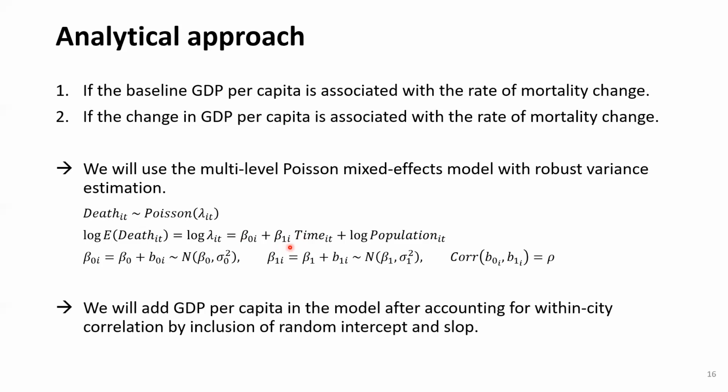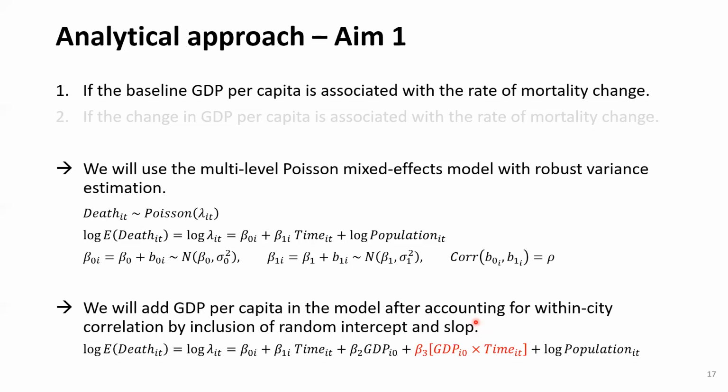Here you see subscript i, which means that the time trend differs by city. And now we are going to add GDP per capita because this is an exposure or predictor of our interest. And we are going to include this one in the model after accounting for within city correlation by including random intercept and random slope. Well, this one says slope, but there's a typing error, it should be slope.